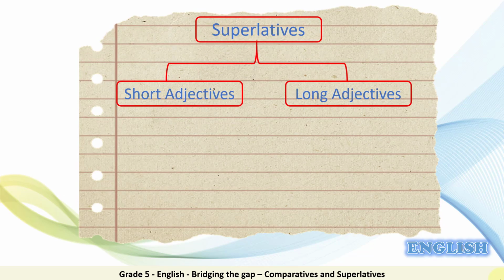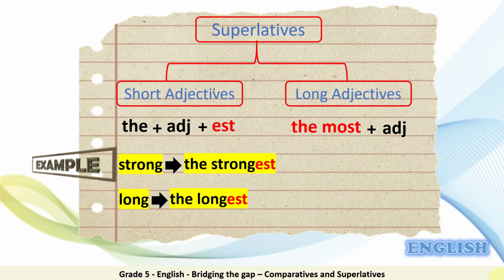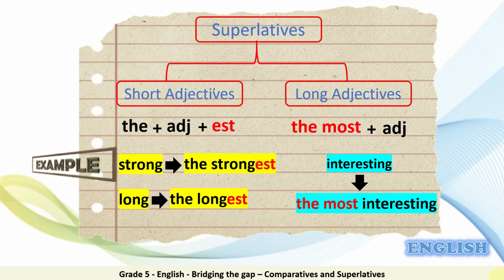So the rule says that for short adjectives, we start with the, then the adjective, then we add est. Strong becomes the strongest. Long becomes the longest. And for long adjectives, we start with the, most, and then the adjective. Interesting becomes the most interesting.